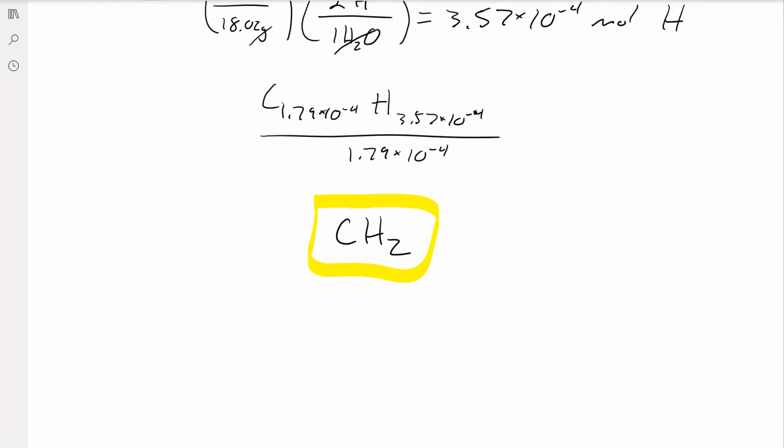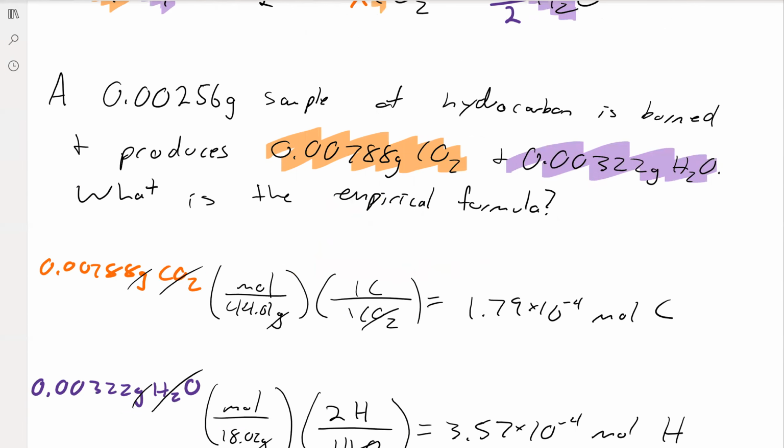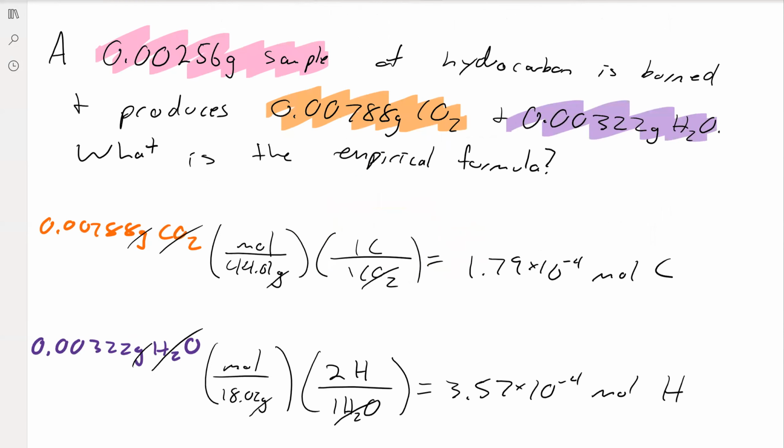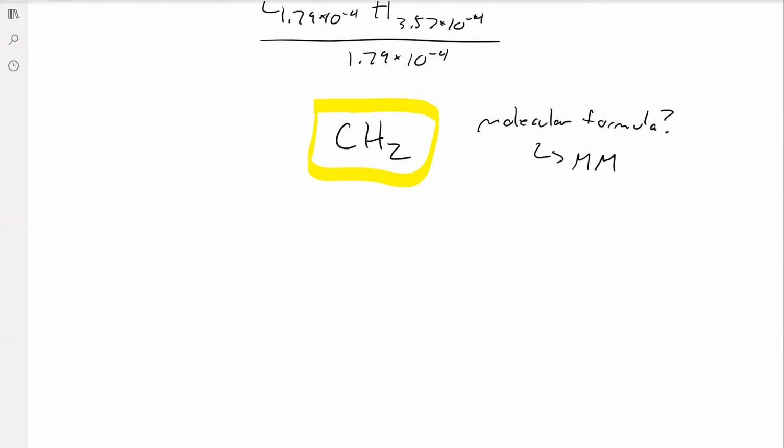If you wanted the molecular formula, we'd need to be given more information about this. We need to be given its molar mass, right? So we can't know the molecular formula without additional information. Note that if you look at the question, we didn't use all of our pieces of data. We didn't use the mass of the original sample. That's something that we didn't use in this example, but you may have to use it in the future.